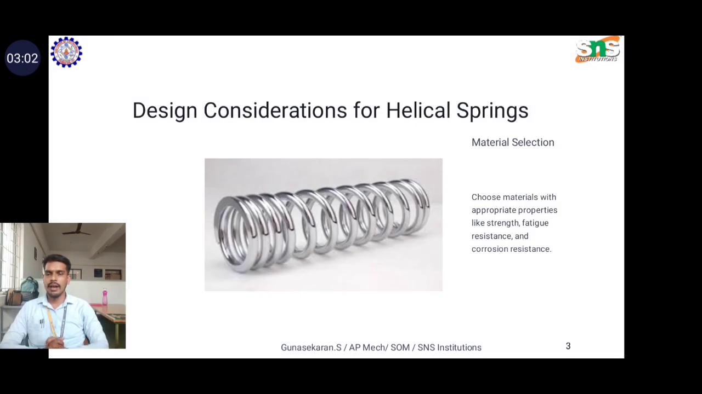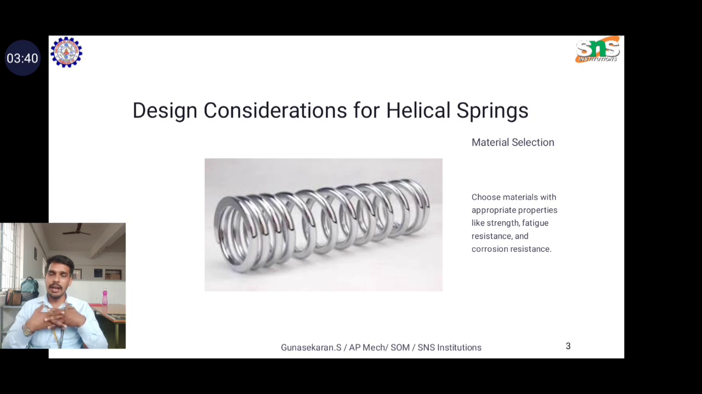Now, seeing design considerations for helical spring. First, material selection. Designing helical springs involves critical considerations to ensure optimal performance and longevity. Starting with material selection, material properties: choose material with suitable tensile strength, fatigue resistance and elasticity for the intended application. High carbon steels like music wire, ASTM A228, offer excellent strength and durability for general purpose springs.